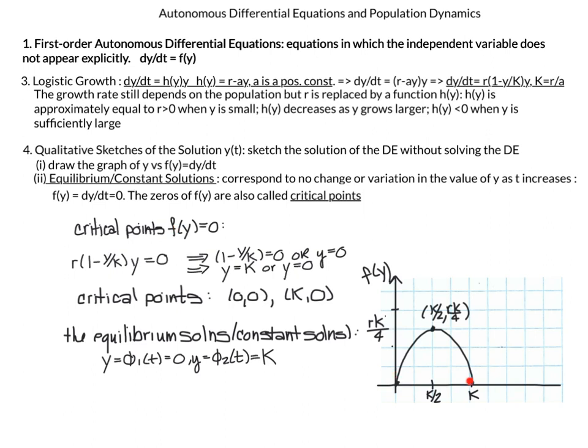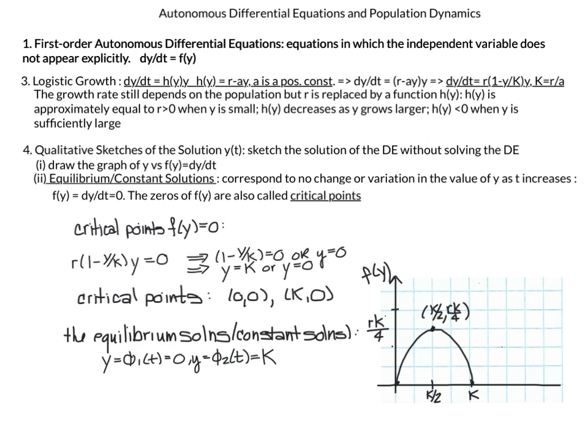So this is also part of our parabola. I can label those points now. Our critical points are (0, 0) and (k, 0). That means our equilibrium solutions, which again is when dy/dt is equal to 0, when things are not changing. Our first equilibrium solution is phi1 of t equals 0. Our second equilibrium solution is phi2 of t equals k.